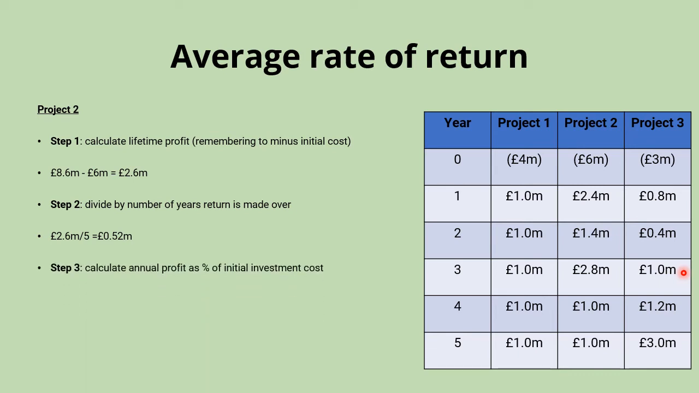And then the last step, we turn that into a percentage of the initial investment cost. So using the formula, we have 0.52 divided by 6 million, which was the initial cost of the investment, multiplied by 100, which gives us an average rate of return of 8.7%.